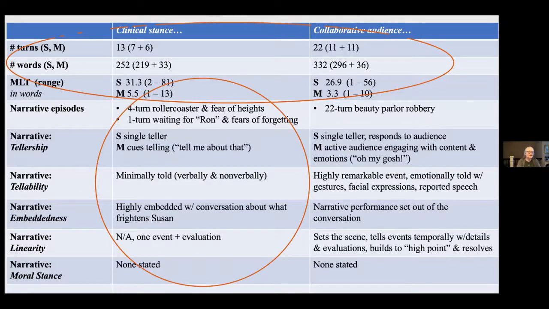Qualitatively, the differences were more striking. In the first session, Susan told 2 brief narratives, one was 4 turns and the other was 1 turn, that were quite limited in tellership, tellability, and linearity. However, in contrast with the communication partner, Susan told a 22-turn story of a beauty parlor robbery. Melissa acted as an engaged audience. Tellability, tellership, and linearity were all very strong.